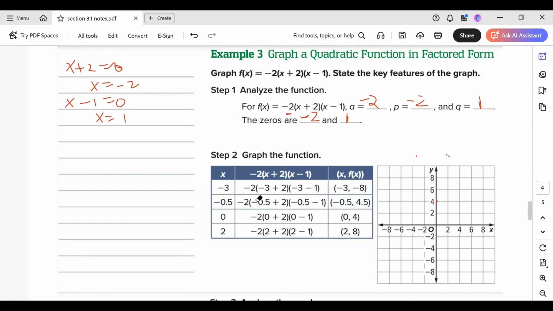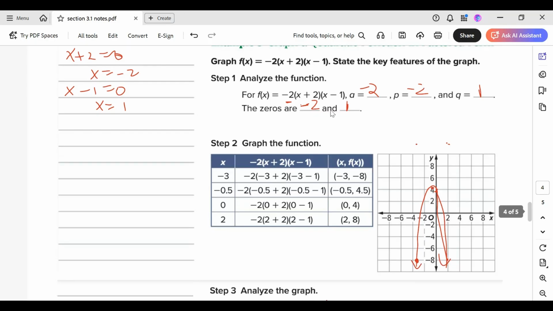Then in step 2, they picked some points, -3, -1/2, 0, and 2 to test values in our problem, and came up with solution points of (-3, -8), (-1/2, 4.5), (0, 4), and (2, 8). So we're going to plot those points. So (-3, -8), notice that it's increments of 2. So we're down here in quadrant 3. (-1/2, 4.5) is a little bit past the 4 and a little bit to the left of the 0. Then we have a point at (0, 4), which means it's coming back down, and then (2, 8). So our graph went up and then came back down. Sorry, it's a rough sketch.